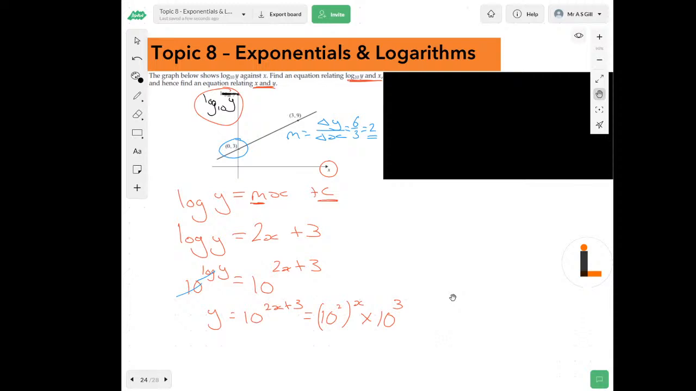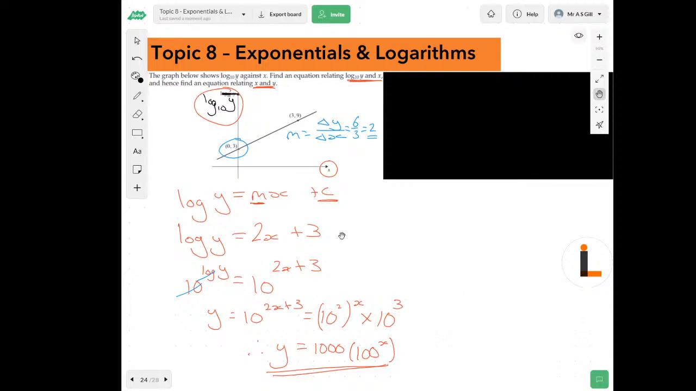So now we just need to put some values to this. And we can say therefore y is equal to 10 cubed, which is 1000, and then 10 squared is 100, which is to the power of x. And we have our equation relating x and y.